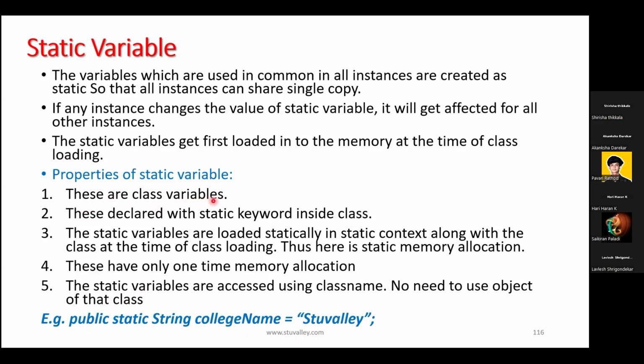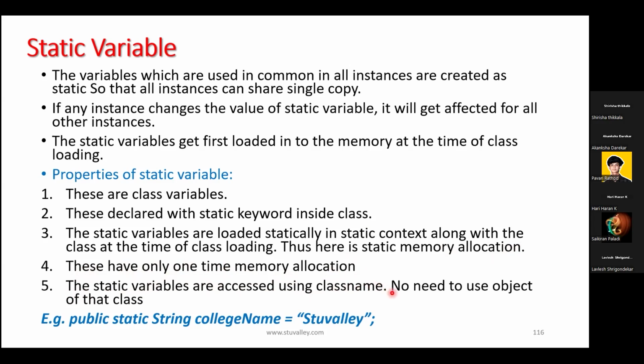So these are known as class variables. Okay, these are known as class variables. These are declared with the static keyword inside a class. You have to declare those variables inside a class. The static variables are loaded statically in the static context along with the class at the time of class loading. Thus, here is the static memory allocation. So we have already seen this part in the JVM architecture. I have explained that right now also, but in detail we have seen that in JVM architecture. These have only one-time memory allocation. This gets allocated only once.